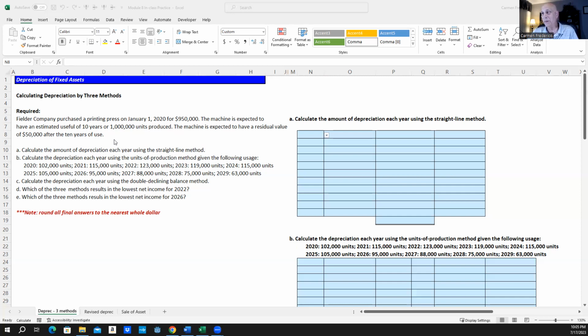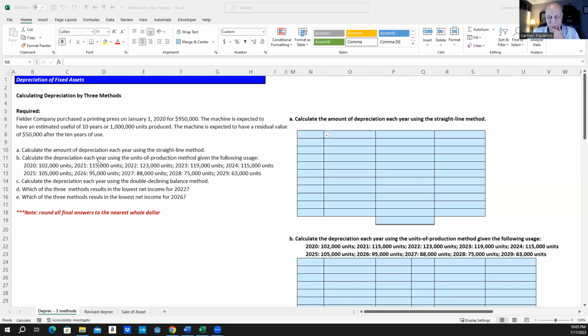Okay, so let's look at an example here. Fielder Company purchased a printing press on January 1st for $950,000. The machine is expected to have an estimated useful life of 10 years or 1 million units. The machine is expected to have a residual value of $50,000 after 10 years of use. We're going to calculate the depreciation using the straight line method.